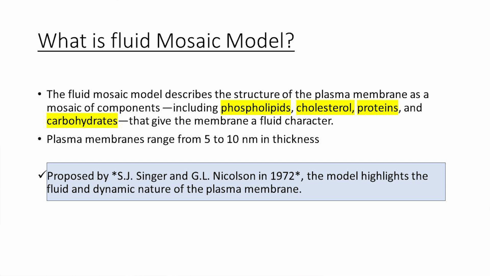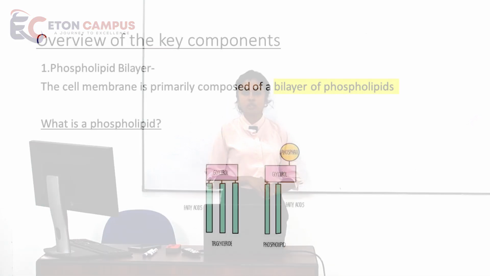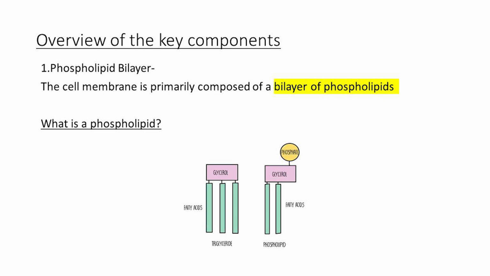So who proposed this fluid mosaic model? It was proposed by S.J. Singer and G.L. Nicholson in 1972. So we will see some of the features of this cell membrane. We have a phospholipid bilayer. So what is this phospholipid bilayer? That means two layers of phospholipids.